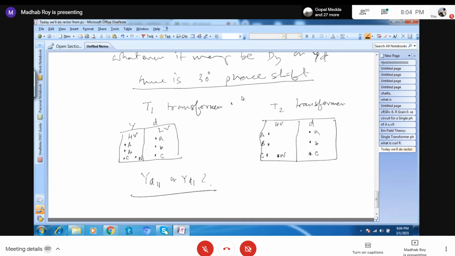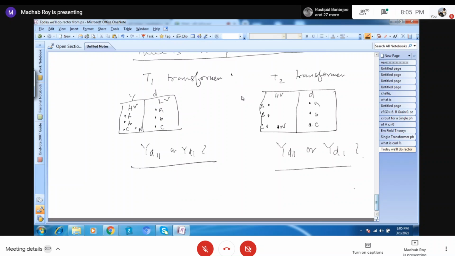No, sir. Without any connection in the outside terminals, it is not possible to say which one is which. That's the problem. It's not possible to identify whether it is a YD11 or YD1. So then you have to test it. Similarly here also it's not possible to tell whether it is YD11 or YD1, so that's not feasible.